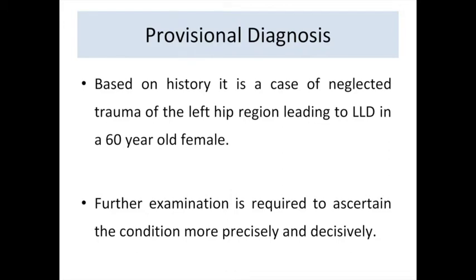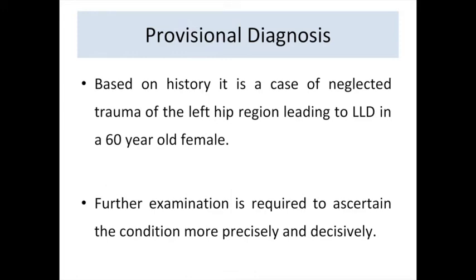and you need to practice this, and this is one of the suggested ways in which you can present a painless limp in a malunited trochanteric fracture, only based on history. Mind you, this is only based on history. You have only completed your history. So based on history, it is a case of neglected trauma of the left hip region leading to limb length discrepancy in a 60-year-old female.